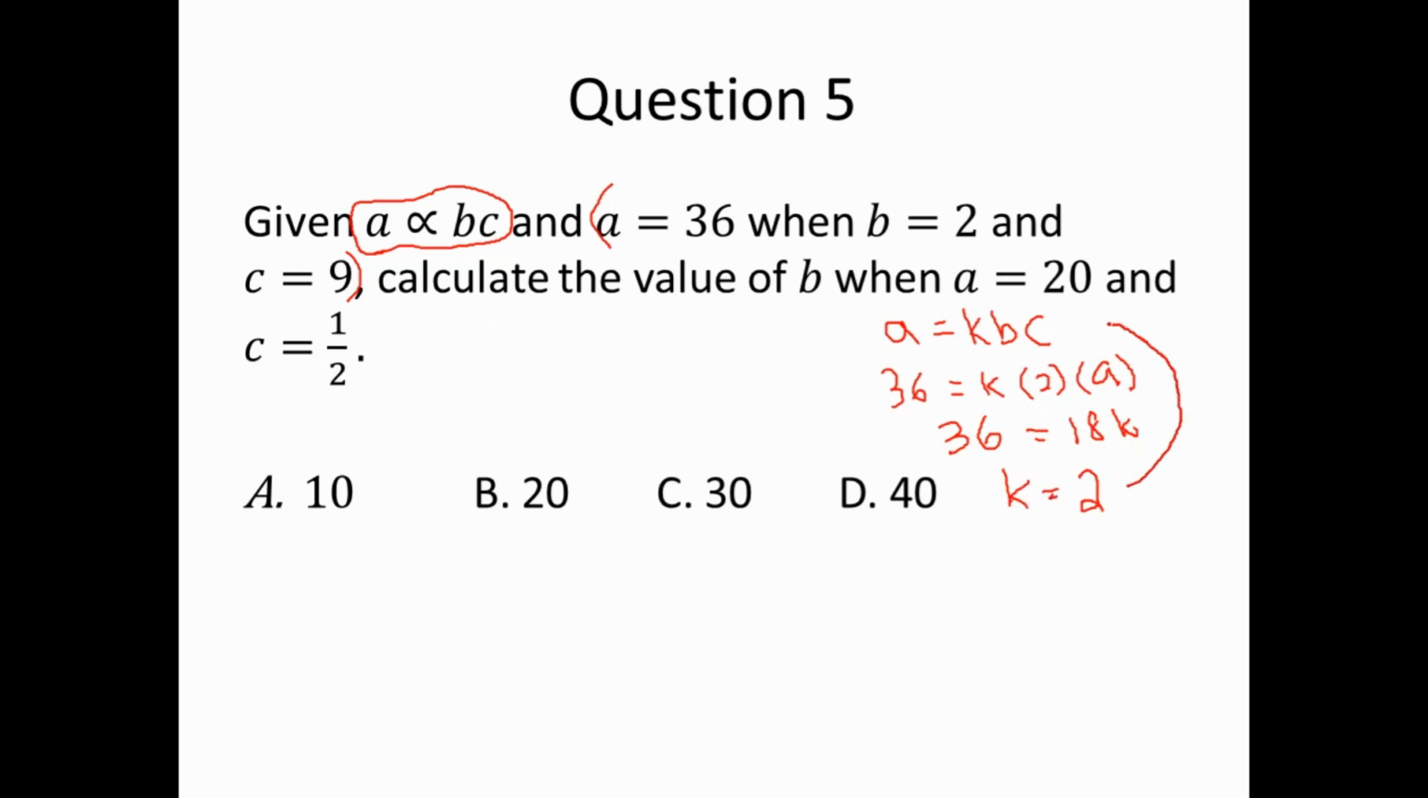We have to put back the value of K into this equation. So A equals 2BC. Now we have to find the value of B when A equals 20 and C equals 1 over 2. So 20 equals 2 times B, which is unknown, times 1 over 2. Simplify it, so this is 1B. So B equals 20. The answer is B.